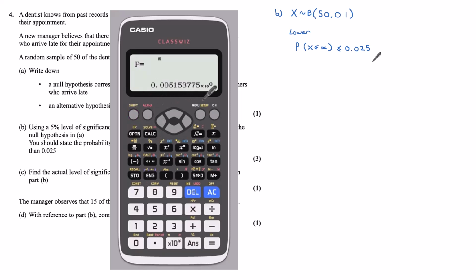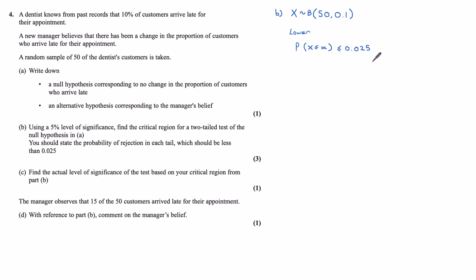0.00515. Now we're going to potentially need this value later, so I'm going to store it in my calculator as A. So on our calculator, we found this value to be 0, and we've stored this value as A. This means that if no customers arrive late, then we assume that the percentage should be lower.